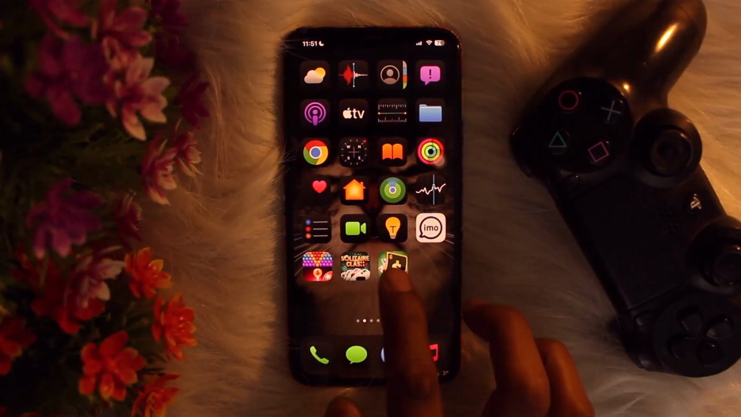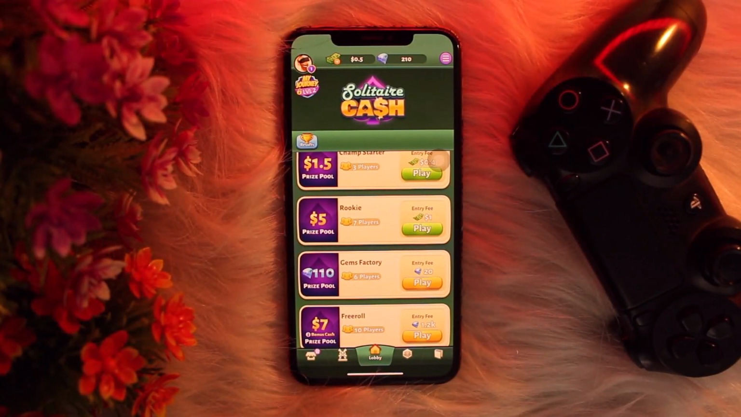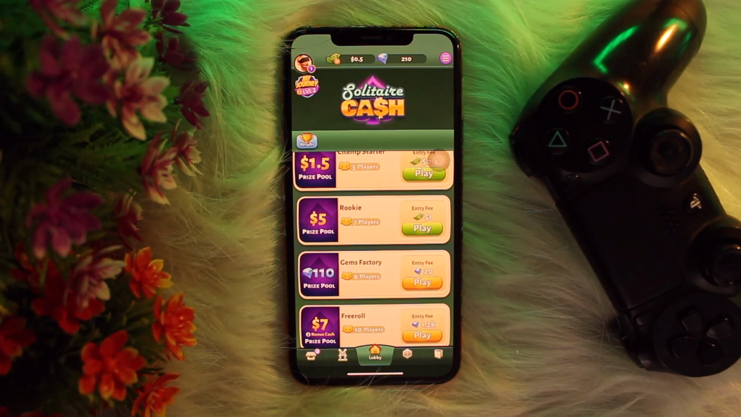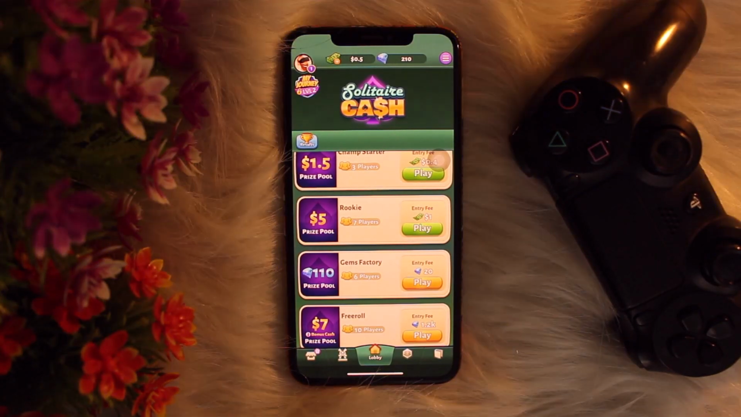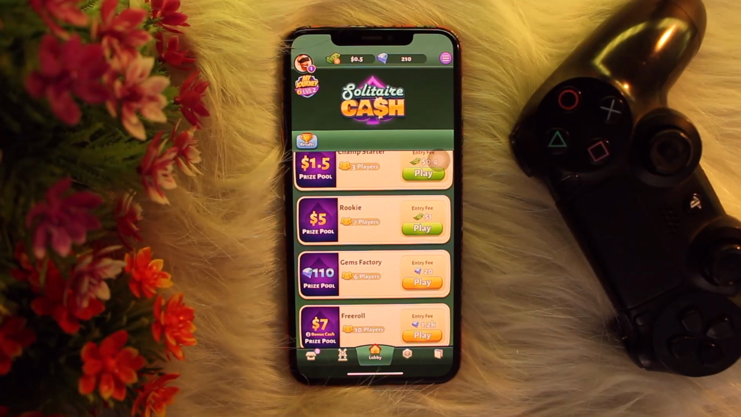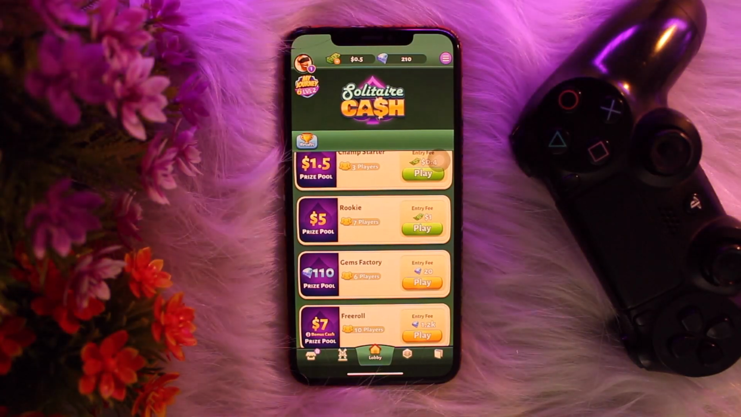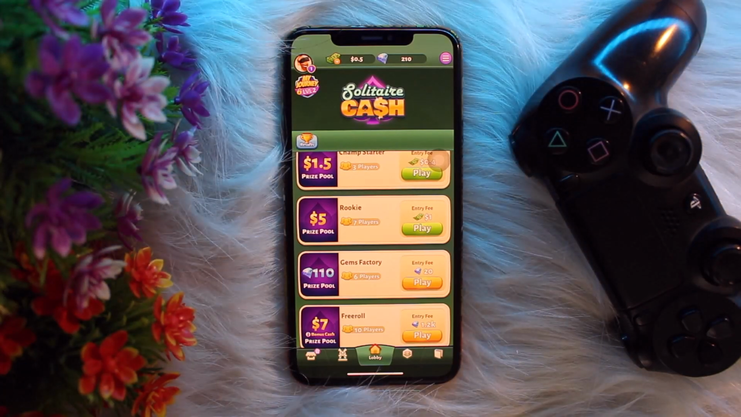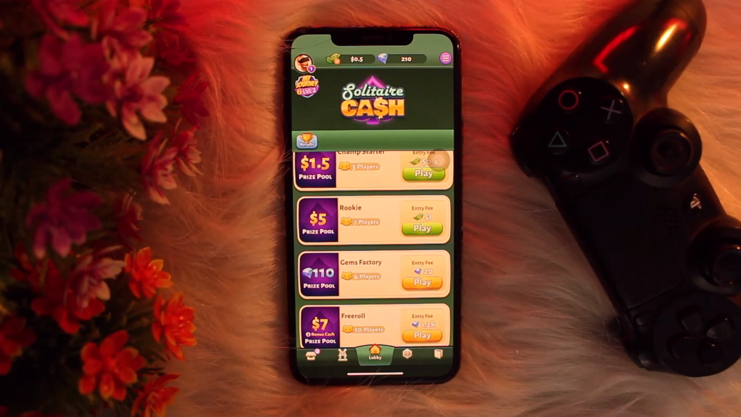So the first thing that you need to do is head over and open up your Solitaire Cash app, and then once you are here, set up your account, sign up or log in if you haven't, and then choose your game mode. You can select practice mode or real money mode, and then understand the basic rules like goals, moving cards, empty columns and stock pile, and then play against other players as well, head-to-head mode and tournaments.